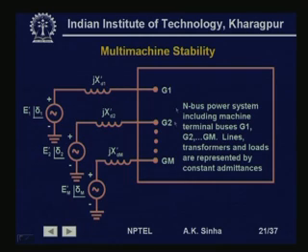Now, here we have an n-bus power system in which we have m number of machines which are connected at terminals G1, G2 up to Gm.